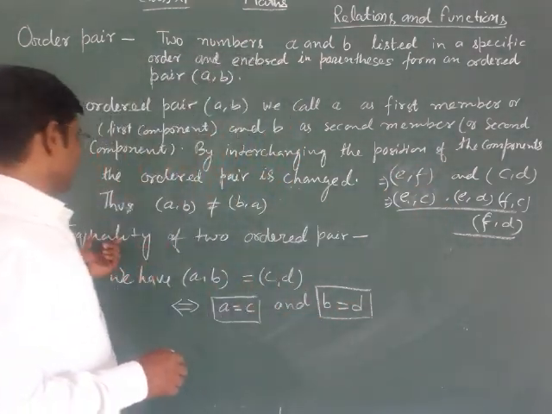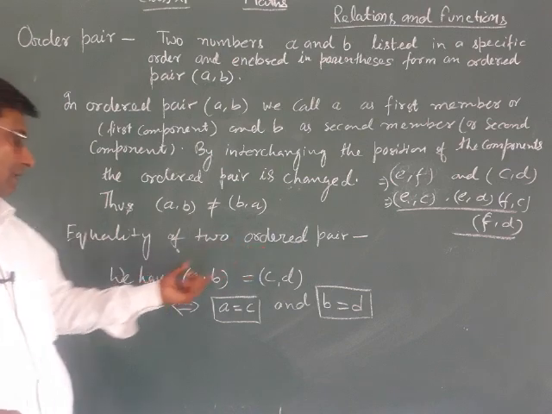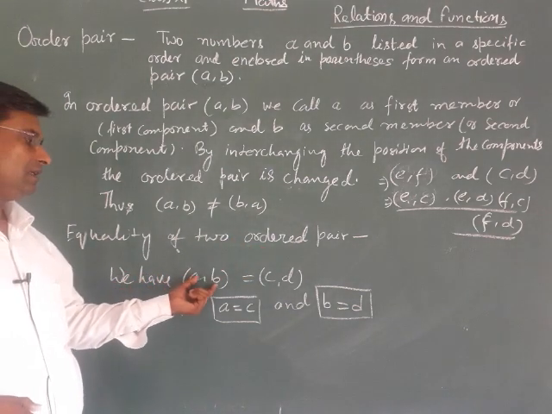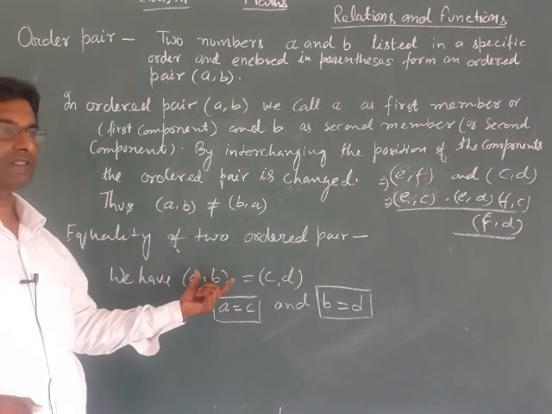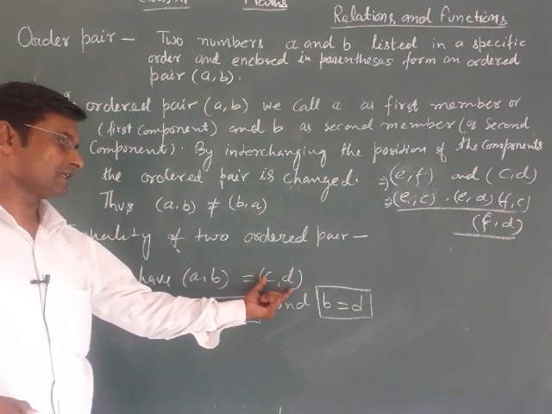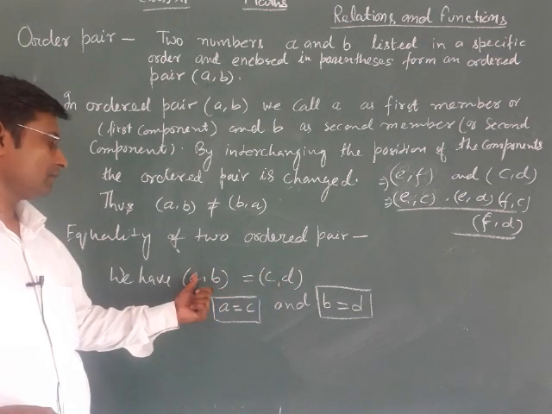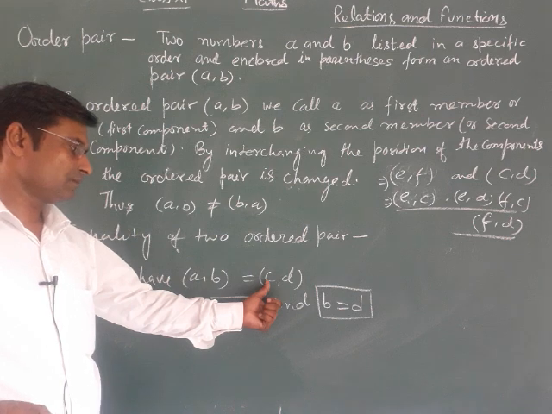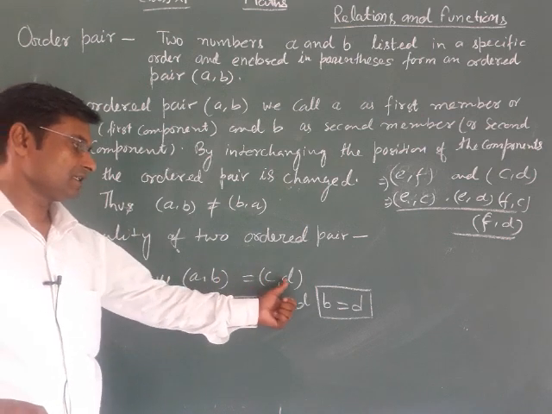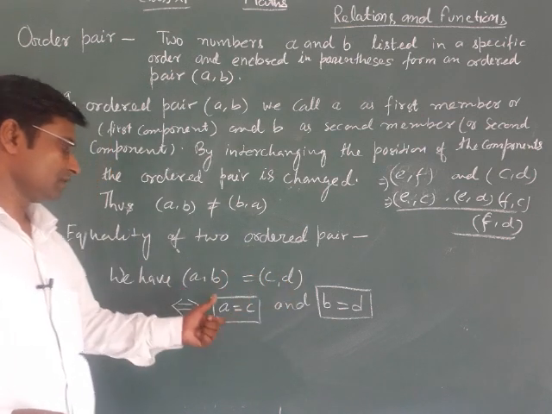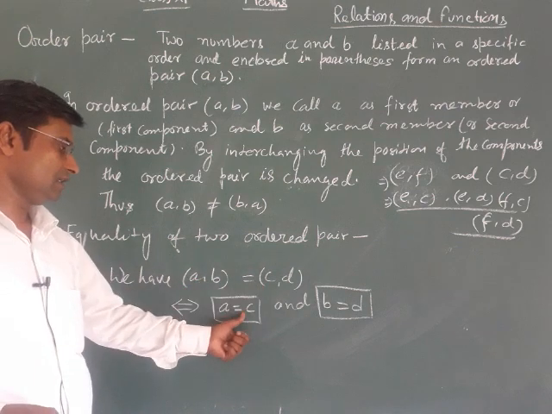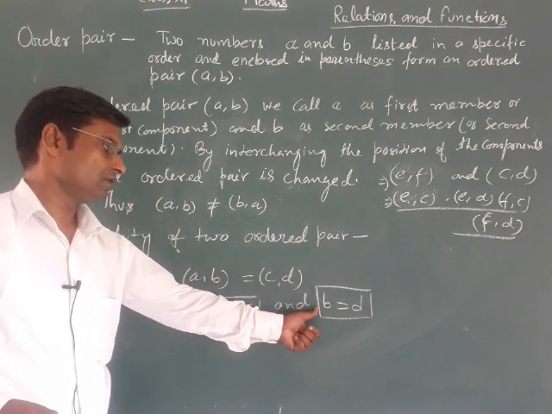So, equality of two ordered pairs. We have (A, B) is equal to (C, D). The first ordered pair is equal to the second ordered pair: the first component is equal to the first component, and the second component is equal to the second component. So A is equal to C and B is equal to D.